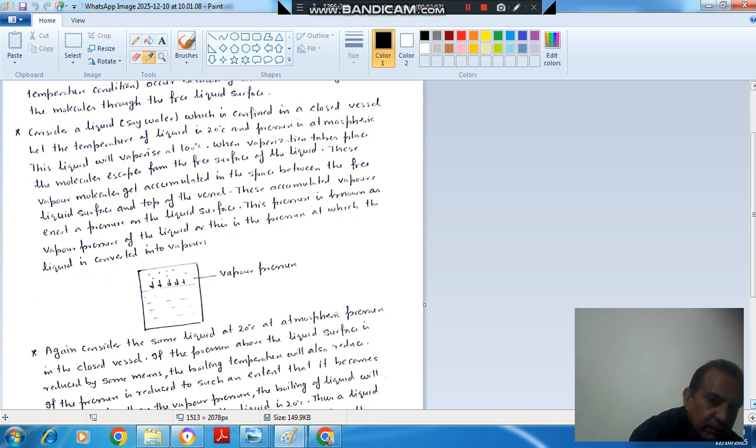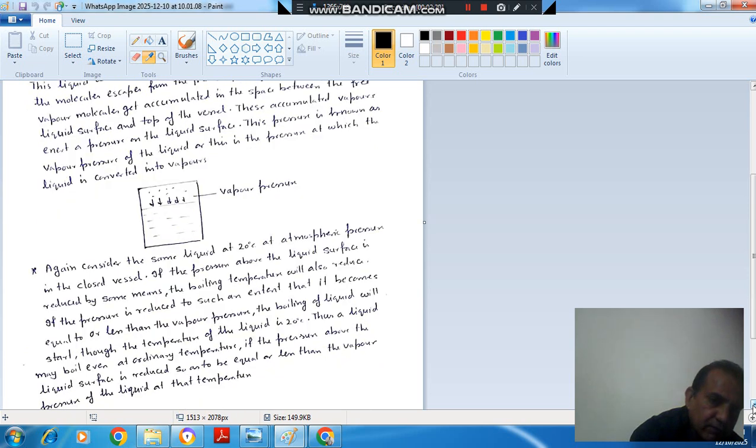So now, suppose we take this case again, and the temperature is 20 degrees Celsius and pressure is atmospheric. Now if we reduce the pressure, then the evaporation can also take place. If we reduce the pressure, the boiling temperature will reduce, because the 100 degrees Celsius boiling temperature corresponds to 1 atmospheric pressure. As we go on reducing the pressure, the evaporation or boiling temperature also changes. So if this pressure is reduced to such an extent that the water will boil at 20 degrees Celsius, then this pressure will be the vapor pressure or less than vapor pressure.